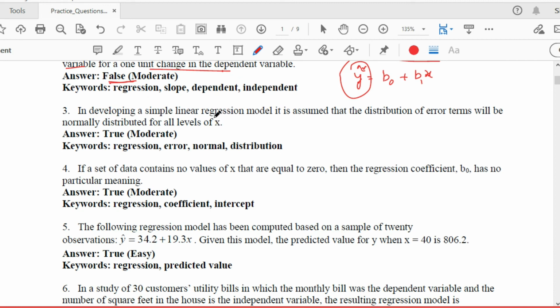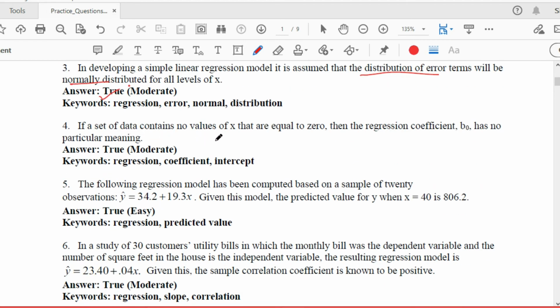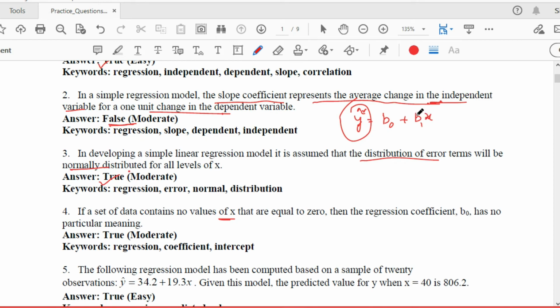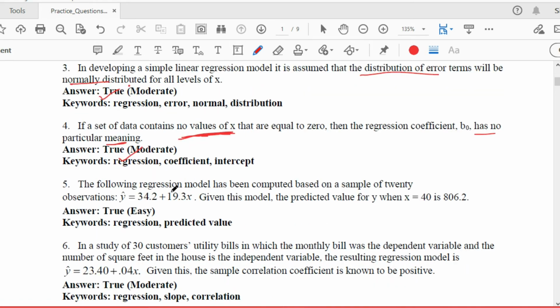In developing a simple regression model, it is assumed that the distribution of error terms will be normal. Yes, this is one of the assumptions. That's why we use whatever formula we have. Yes, it is based on normal distribution. If a set of data contains no value of x, again you see, if it is not given, there's no value of x. So there's no regression actually. It has no meaning, because without any x value, how can you use regression analysis? So that has no meaning.